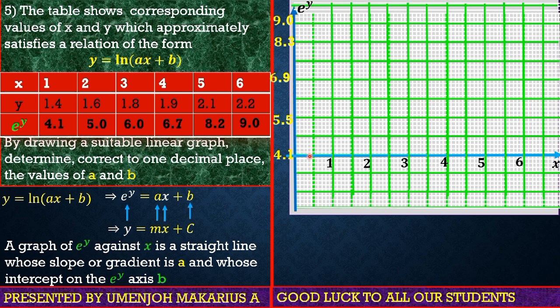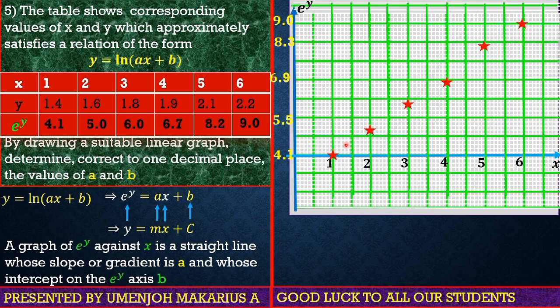Okay, let's start plotting, guys. The axes have been labeled e raised to the power y, and x. For the first one, we have x equal to 1, e raised to the power y being 4.1, so we have it at this point. If we plot the next, we have 2 and 5.0, we have it here. The next, 3 and 6.0, we have it there. 4 and 6.7, we have it there. 5 and 8.2, we have it there. And the last, 6 and 9.0, there we have it.